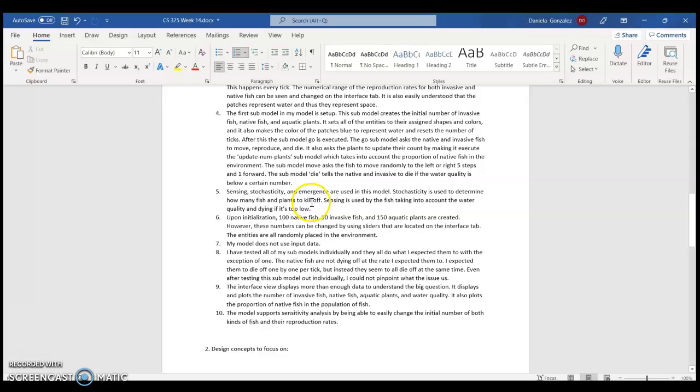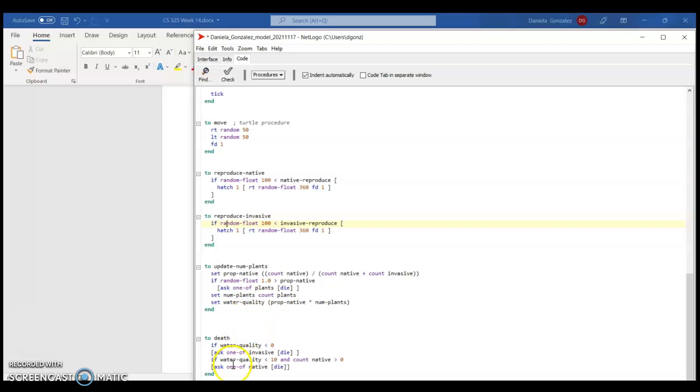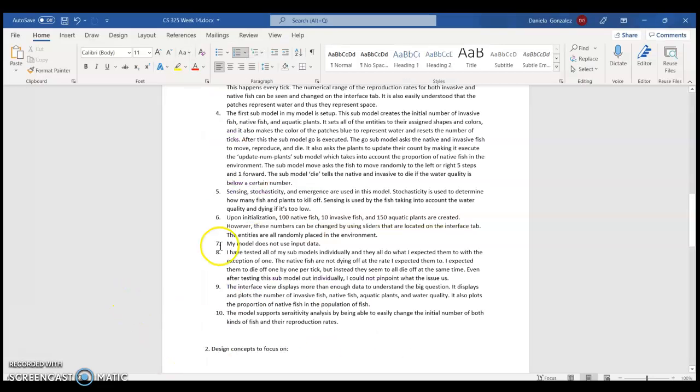Sensing is used because the fish take into consideration the water quality, as I've already explained over here. So that's how sensing is implemented. Initialization, like I said, I've already set the initial number of native fish to be 100, the initial number of invasive fish to be 10, and for there to be 150 aquatic plants. And those numbers can be changed. My model does not use any input data.